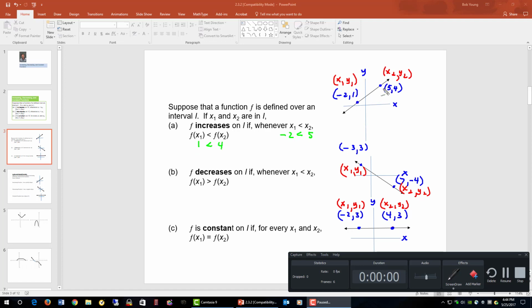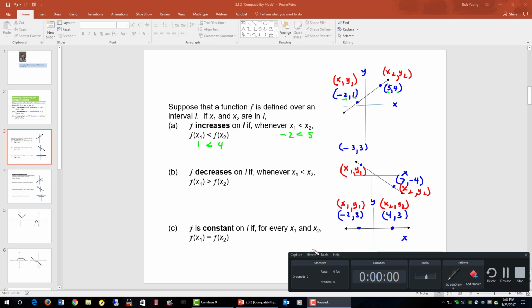So whenever you have an increasing part of a function, it's going to go in an upward motion from left to right. So notice here the x values, this x value is smaller than this one, implies that this y value is smaller than this one, always makes the curve go upward from left to right.